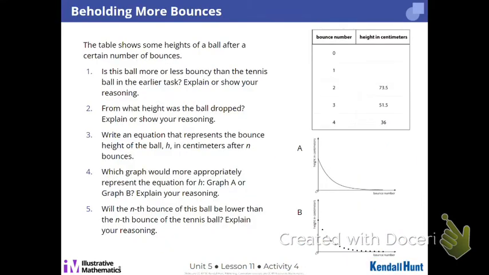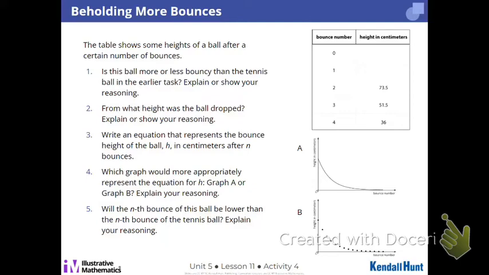Next up, we have an incomplete table. There is another bouncy ball. There's so many bouncy balls. You know where it's at after 2, but you do not know where it started. You're going to use some mathematics to backwards generate the 0 and 1 bounce. Then you're going to write the function. Then you're going to look at graphs A and B and say which one represents the situation. And answer question 5 with your partner. Let's go.